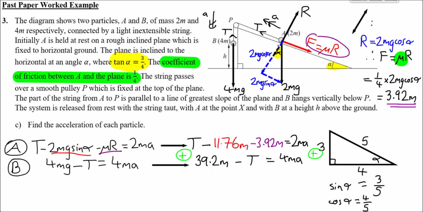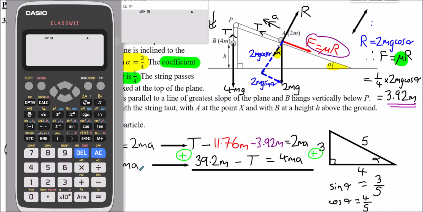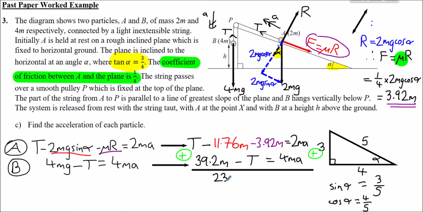Now, if we add these equations together, again, you should notice that the t will eliminate. So we'll just have everything in terms of m at the bottom. So at the bottom, we'll have 39.2 m minus 11.76 m minus 3.92 m. So we'll have 23.52 m on the left, and on the other side, 2 ma plus 4 ma equals 6 ma.